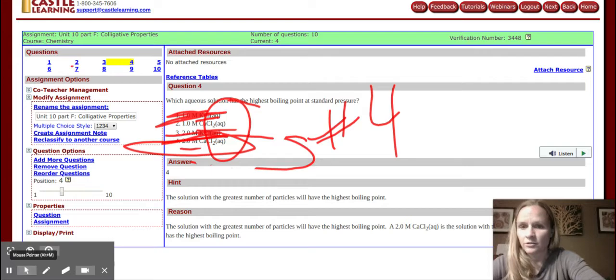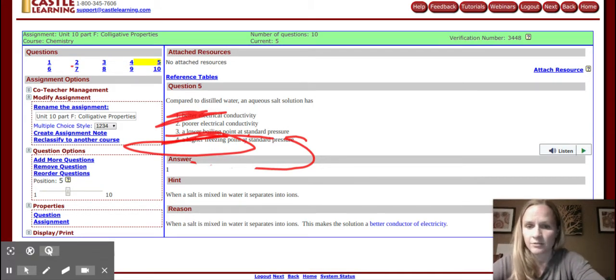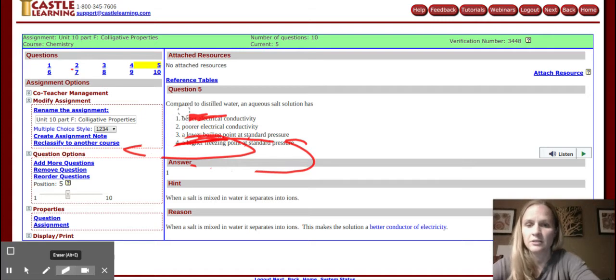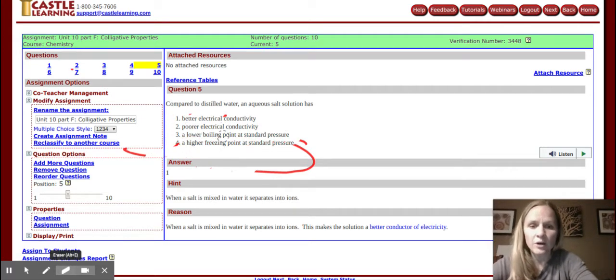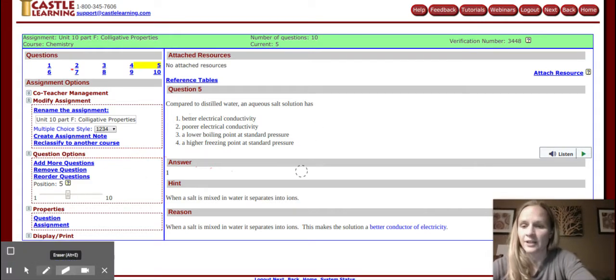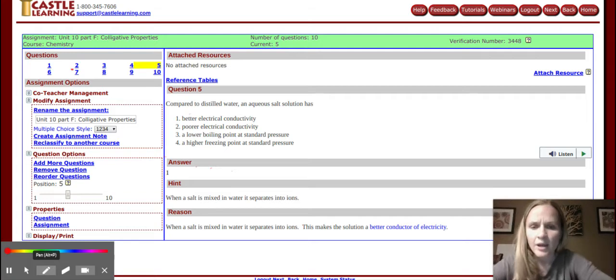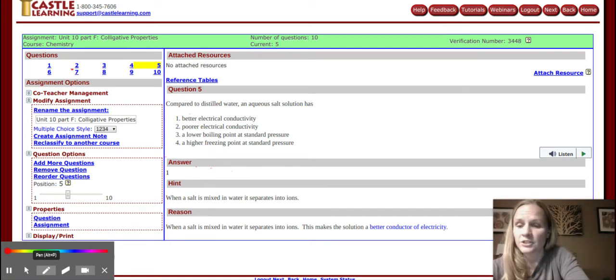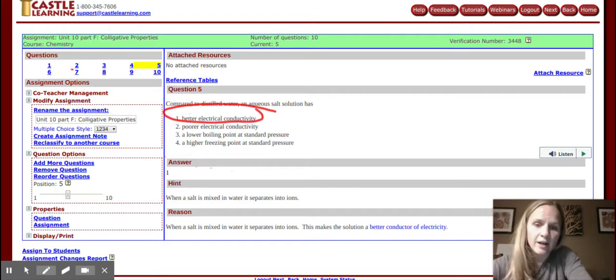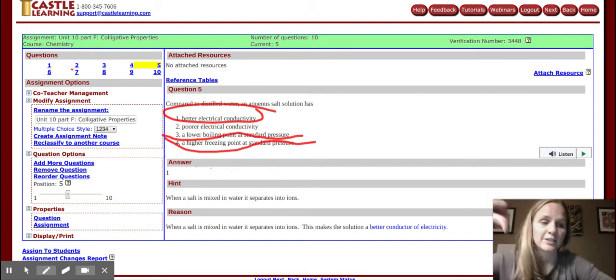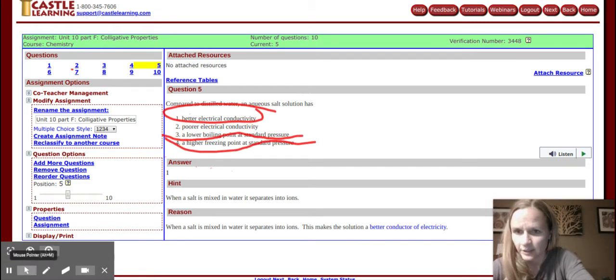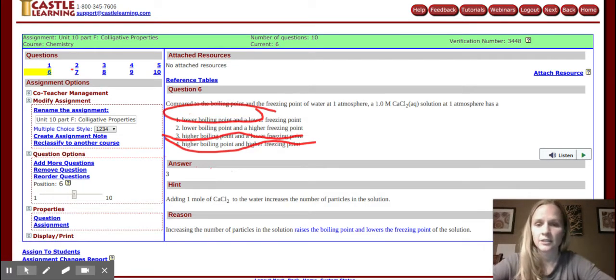Okay, moving on to question 5. I don't know why some of it erases and some of it doesn't. Okay, compared to distilled water, an aqueous solution has better electrical conductivity. I guess I didn't stress this enough in the notes I gave you, but we did it in the electrical conductivity unit. Remember when you poured salt into water, all of a sudden it conducts really well. So it's just more electrical conductivity. Lower boiling point is wrong because it's actually a higher boiling point, and higher freezing point is wrong because it's actually a lower freezing point. All right, on to question 6.